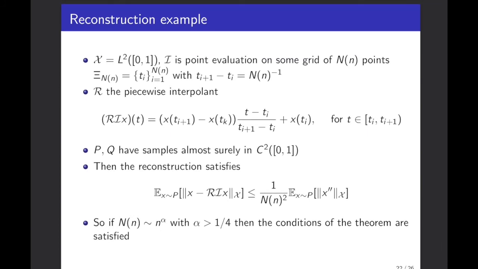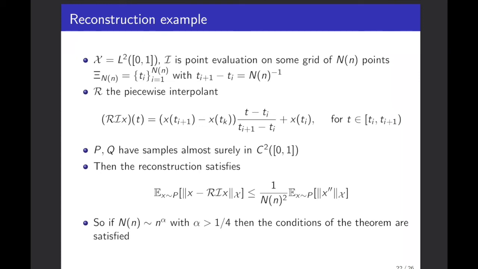Now we're going to give an example of something that very clearly satisfies those conditions. First of all, we imagine our space is L2 over [0, 1], and our information operator is just pointwise evaluation on some grid of capital N points, which we'll call the t_i, where the distance between each one is reciprocal to the number of points we have. Then, based on this data, the reconstruction operator is the piecewise interpolant, given by this formula here.